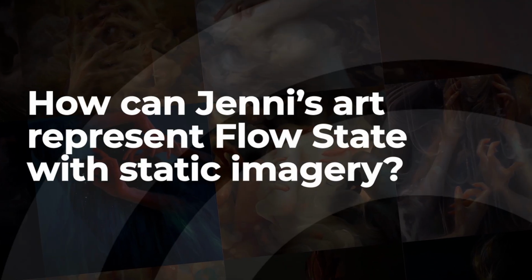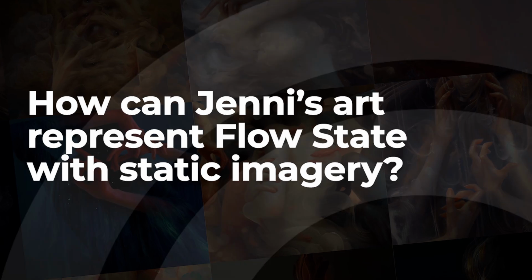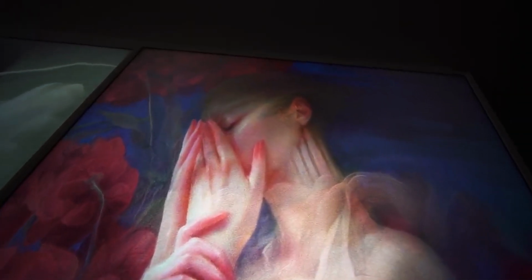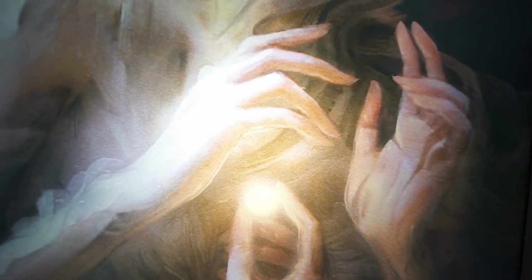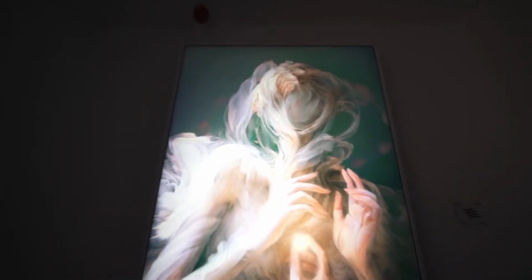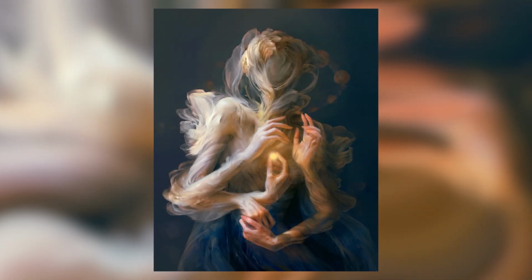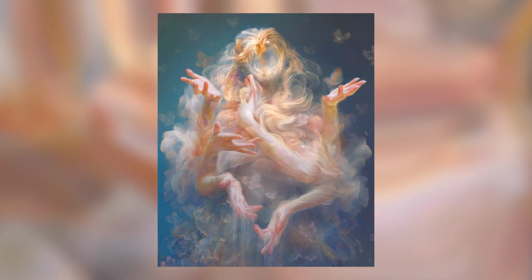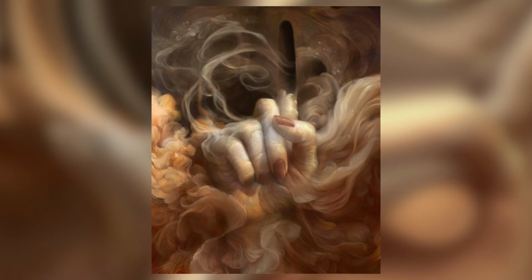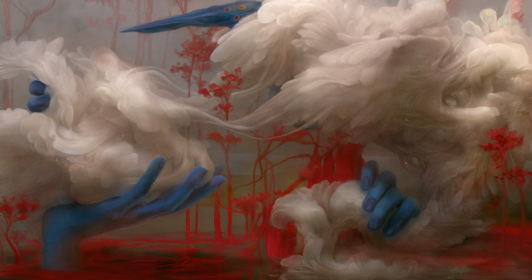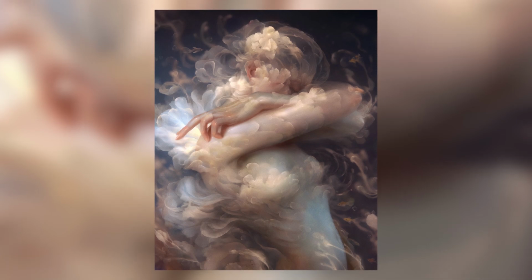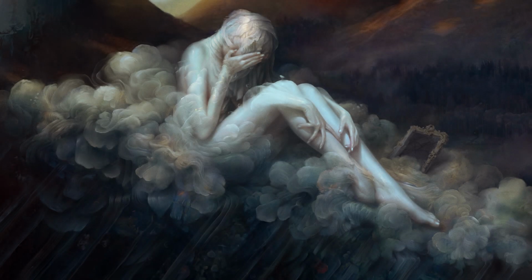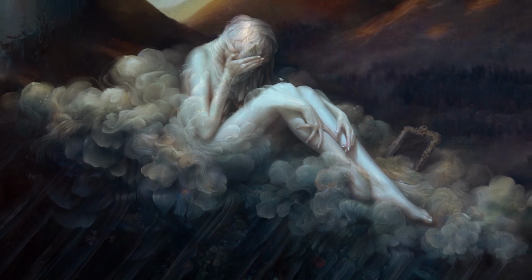How can Jenny's art represent flow state with static imagery? Jenny is also one of the artists that I have admired since a long time ago, and she has one of my most precious pieces in my collection. I find it interesting when it comes to flow that you have this kind of static image. When you think about something flowing, of course it's moving, and animated art makes a lot of sense when you want to depict the flowing of energies, of natural systems, of everything around us, of being in flow with yourself and creating. But to show that in a static image is something very special.